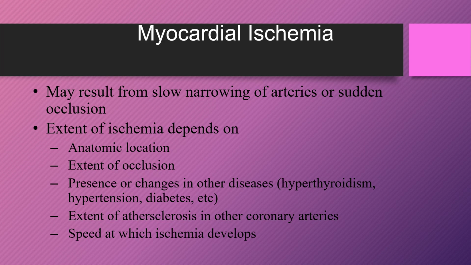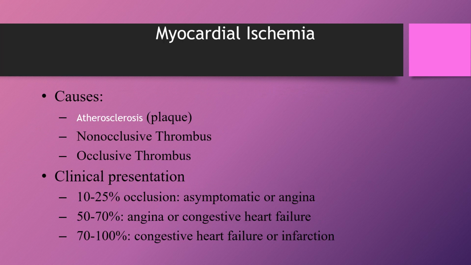Myocardial ischemia may result from a slow narrowing of the arteries or a sudden occlusion. The extent of the ischemia depends on the anatomic location, the extent of the occlusion, the presence or changes in other diseases like hyperthyroidism, hypertension, or diabetes, and the extent of arteriosclerosis in coronary arteries, as well as the speed at which the ischemia develops. A major cause of myocardial ischemia is arteriosclerosis, or that plaque buildup in the coronary arteries. Could also have a non-occlusive or an occlusive thrombus.